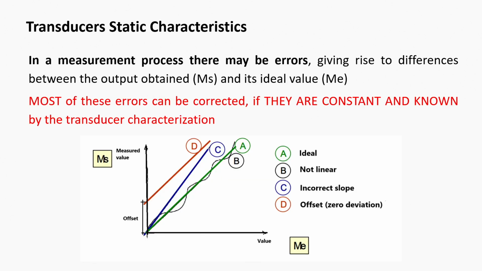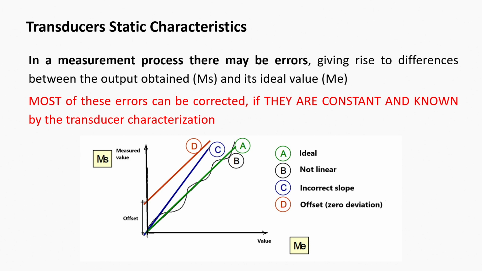We can then say that in a sensing process, there may be errors giving rise to a difference between the output obtained, that is, as shown in the graphic, MS, that is the ideal value, and ME, that is the measured value. Most of these errors can be analyzed, modeled, and corrected if they are constant and known through the characterization of the transducer. That will be the calibration of the sensor.